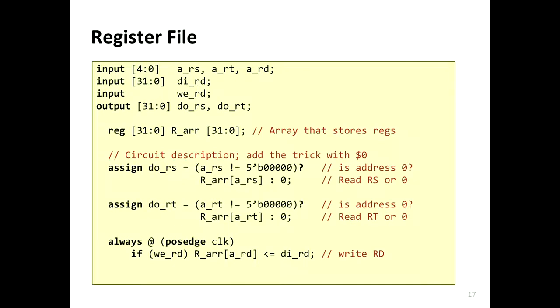Perfect. So we need to add the trick for the zero register. We remember you had a $0 implemented in the instruction, and this is pretty much what you need to add. So you say, if any of these source registers is zero, you simply assign the value zero out, or you pick the correct value and read it out. So it's a ternary operator. So address is zero, read RS, or just output zero. By this, you are simply implementing this $0. That's it. Got it?